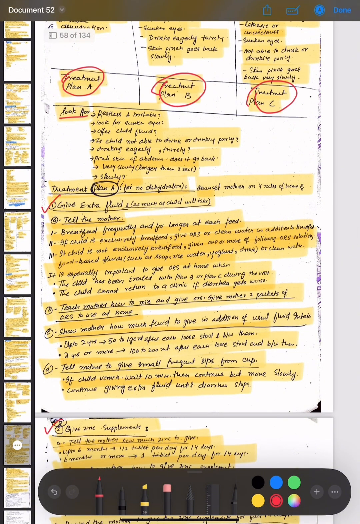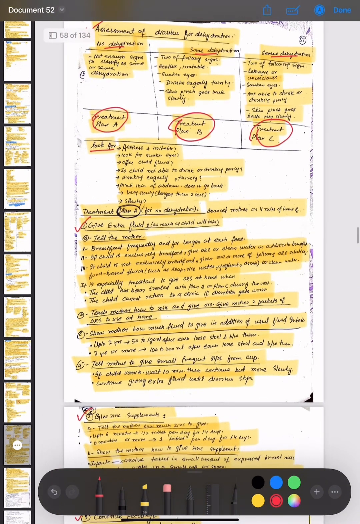Then we will look for the following things to assess the patient. Then, according to the assessment of the patient, we have classified that it is no dehydration, some dehydration, or severe dehydration. So if it is no dehydration, then we are going to apply treatment plan A.